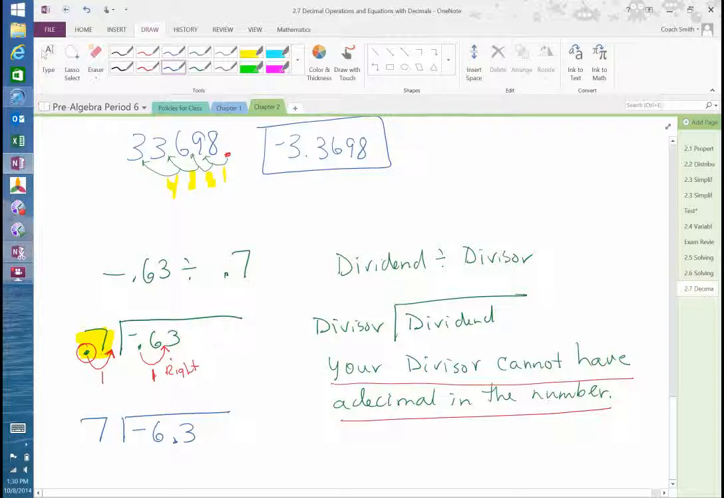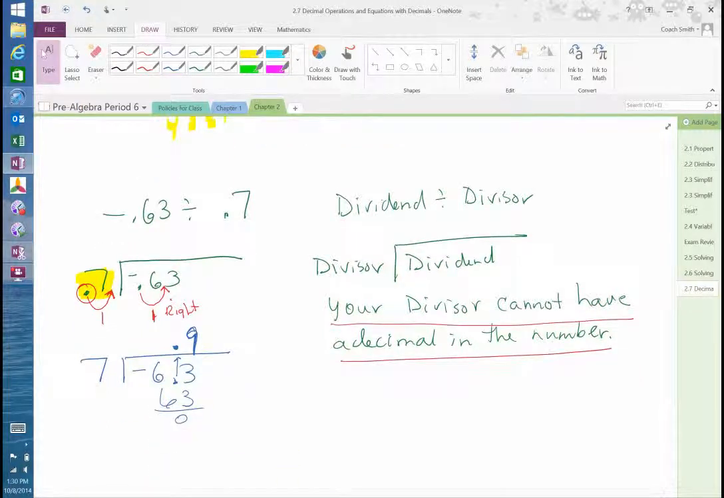Okay, now that we've done that, don't worry about the decimal. Does 7 go into 6? No. Does 7 go into 63? Okay, so 7 goes into 63, so I bring up my decimal right up on top on the bracket. What is 7 into 63? How many times? 9 times. 9 times 7 is 63. Remainder 0. So that's negative 0.9.